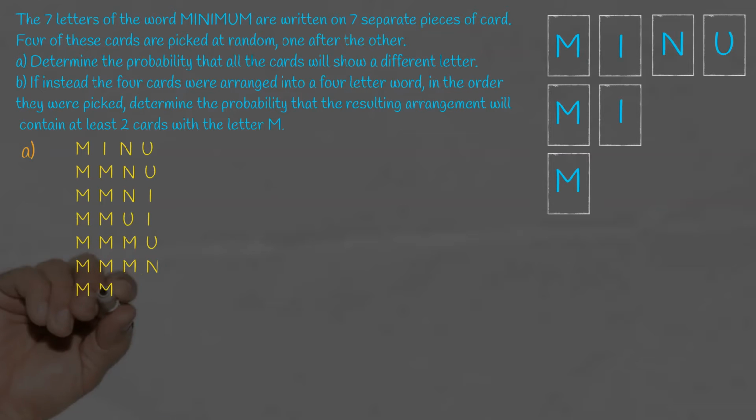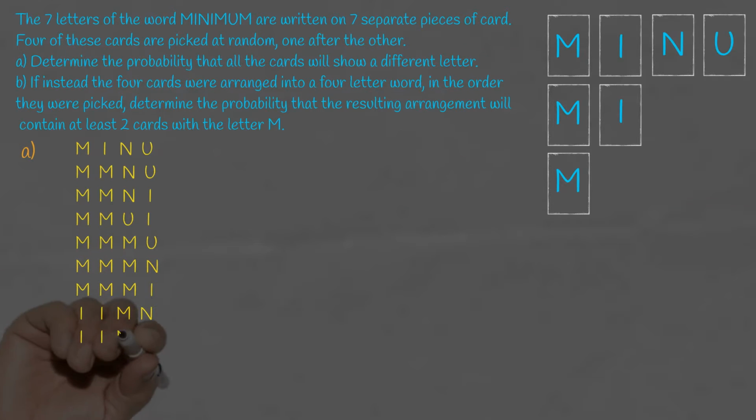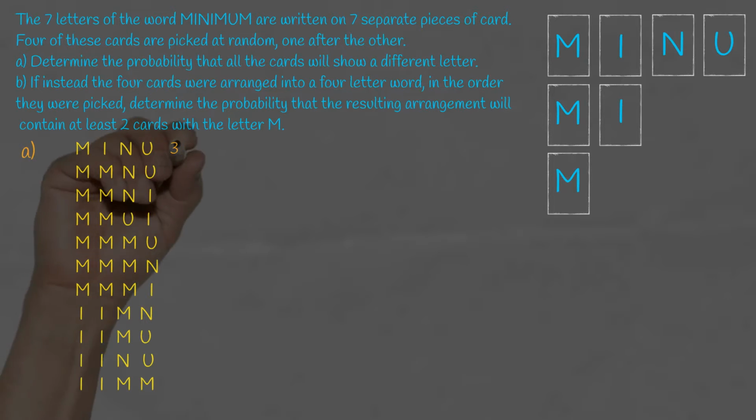Now let's take the top line to start with, M-I-N-U. Now we have 3 different M's to choose from for the M, but we also have 2 different I's to choose from for the I. So the number of ways we can pick M-I-N-U is 3 times 2, which is 6.